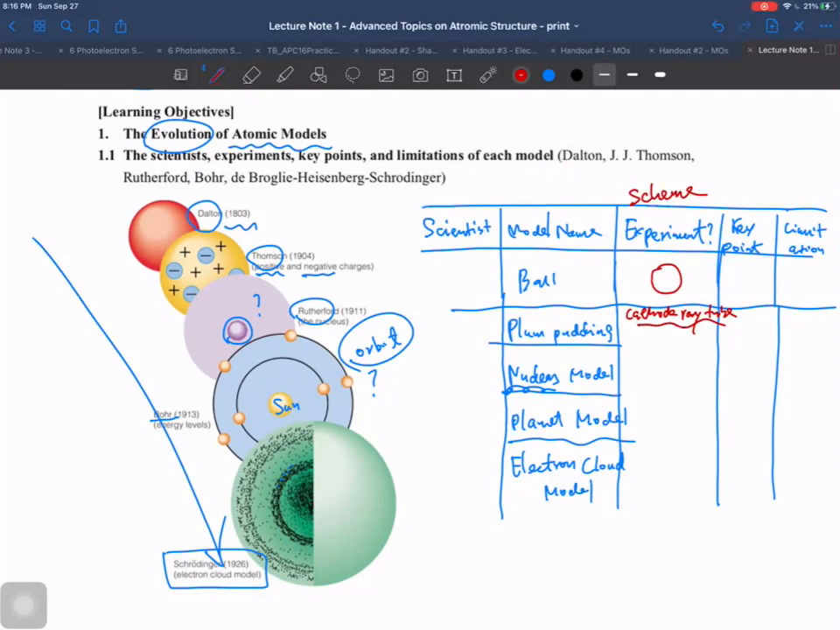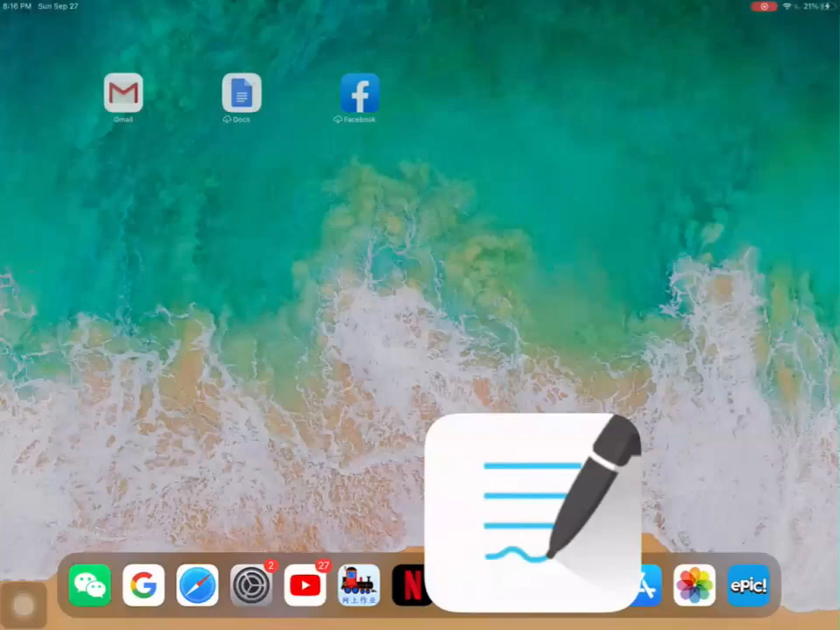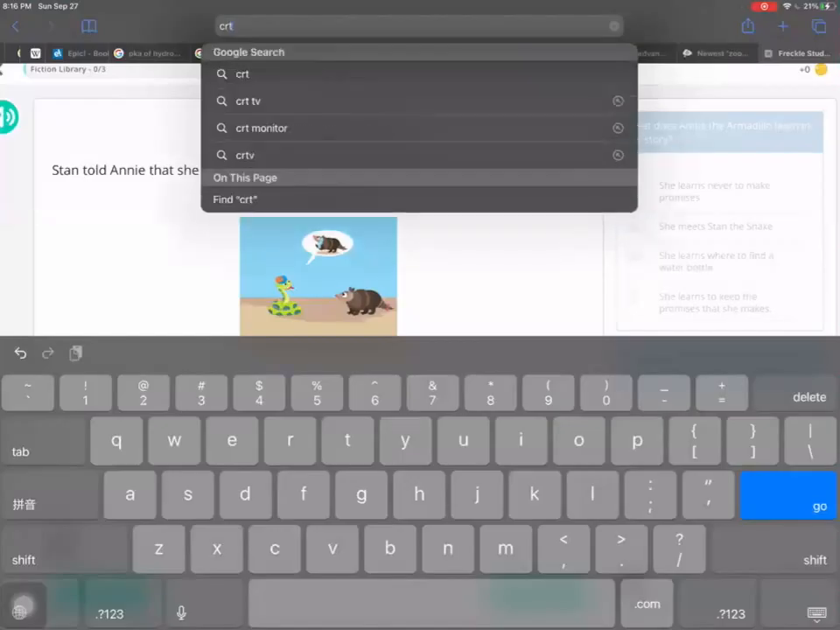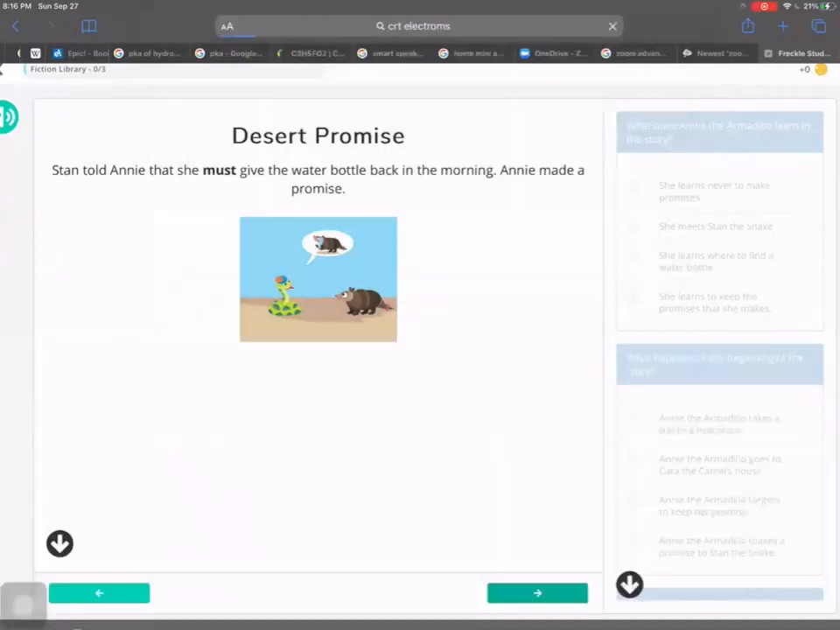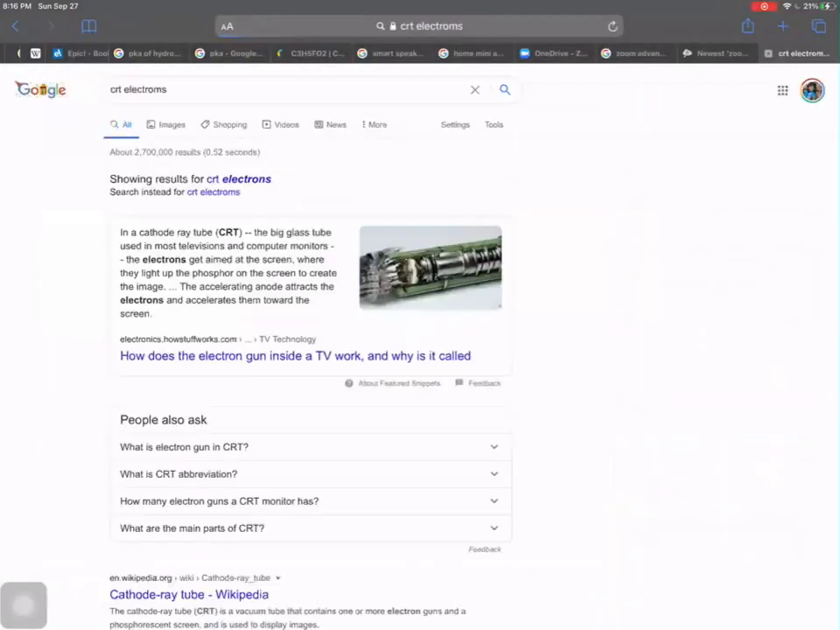I'm not going to talk too much about this part. I think this is something very easy. Even if you didn't learn it or you forgot, you can just take some time and quickly pick them up. So for each of them, add a picture, CRT. I believe there will be a good picture for you to put here. Let me quickly show you. CRT, electrons, maybe that should be enough.